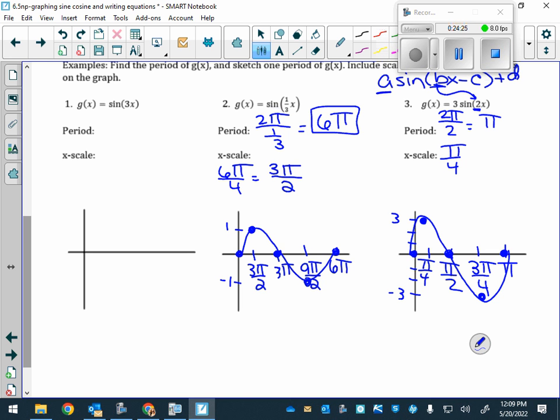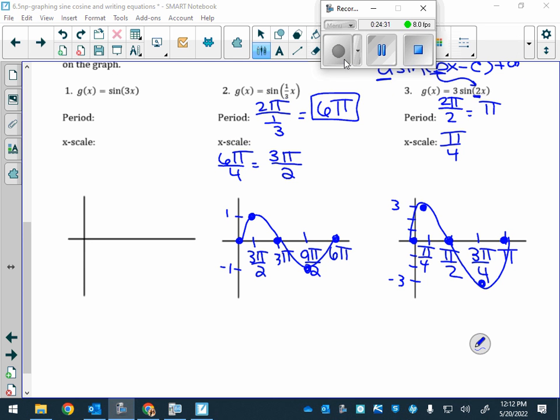Try number 1 on your own. All right. What is the new period for sine 3x? What do we have? Anybody? Yeah, Bri. Okay. 2 pi over 3 is correct.